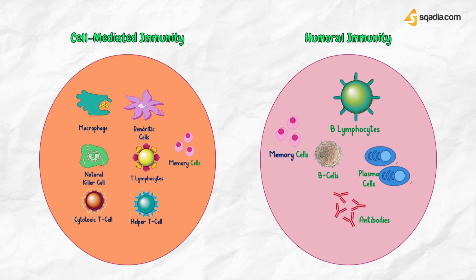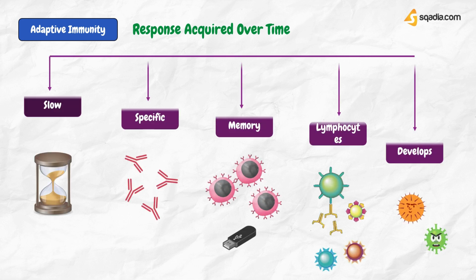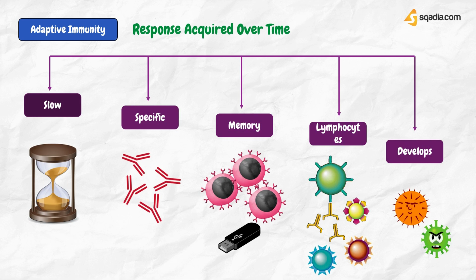We have discussed the two types of immune responses, the humoral immune response and the cell-mediated immune response, in our video on innate and adaptive immunity. These two responses are part of adaptive or acquired immunity. Adaptive immune responses require time to develop and are only developed after exposure to a particular pathogen. The adaptive immune response is slower than the innate response.